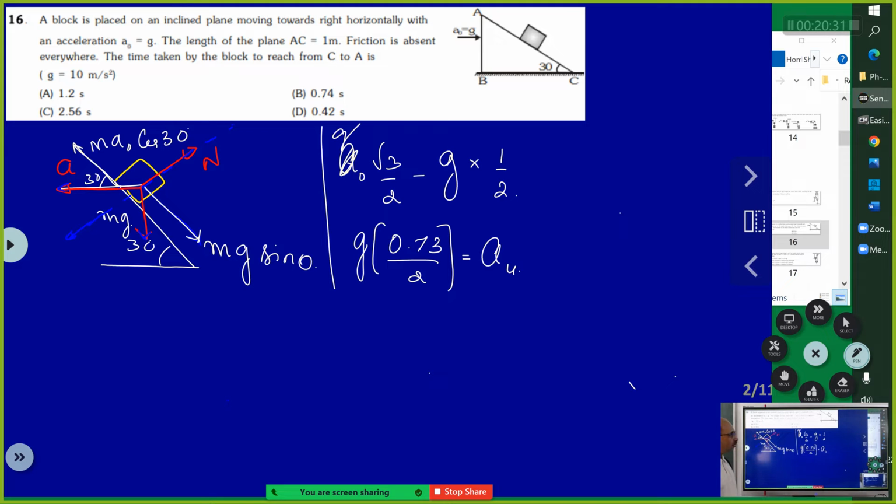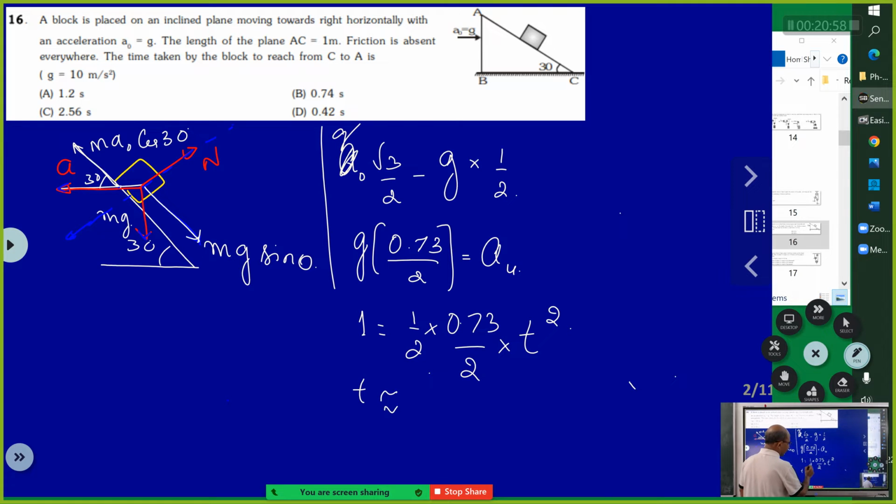And then the rest is, they have asked the time taken. So the distance from C to A is given as 1 meter. 1 meter is equal to, and it starts from rest, so this is half into a, a is 0.73 by 2, into t square. Now don't do any manipulation here, just take it here. So therefore you will get t approximately, I will write it as 2 divided by root of 0.73.